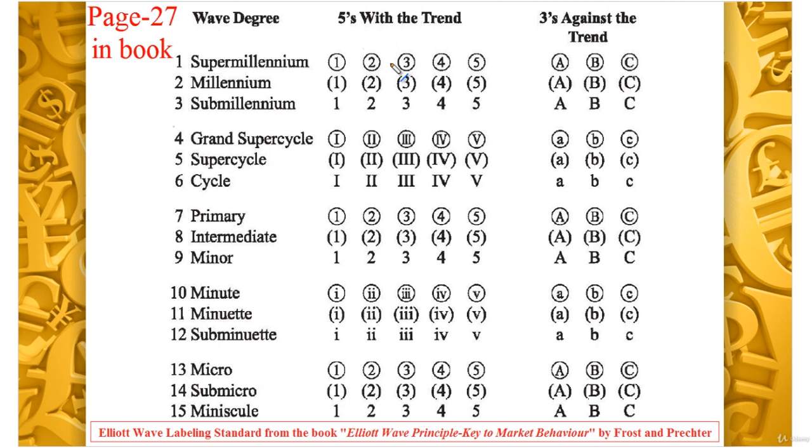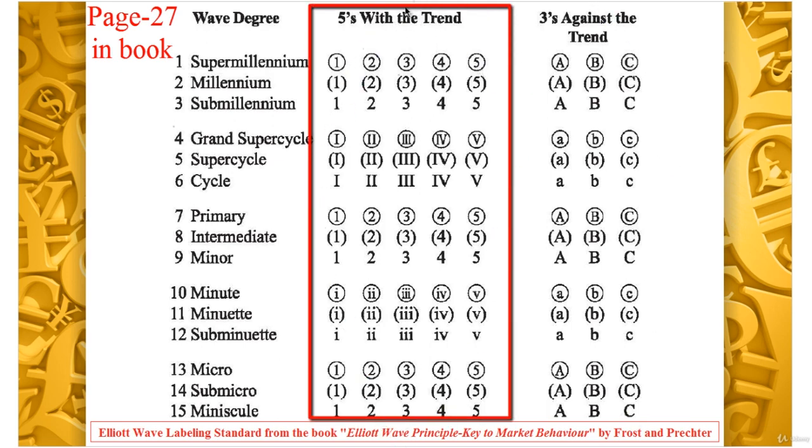Small degree wave labels are mentioned in brackets. Even smaller degree wave labels are mentioned as naked numbers and alphabets. These wave labels, the alphabets ABCs on the right hand side, they are for corrective waves, since the corrective waves move against the trend, which we have not studied yet, so we will discuss them later. Let's just focus on the motive wave labeling.